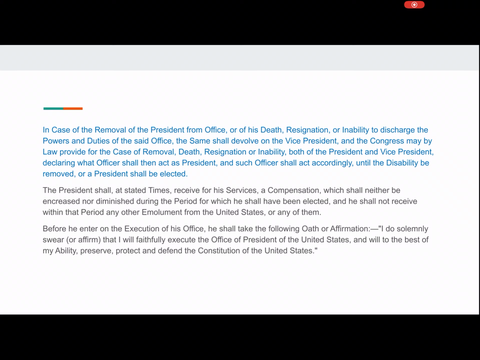So the last paragraph here is the oath he has to swear about protecting the Constitution of the United States. The middle paragraph is just talking about how he's going to get paid, but he can't give himself a pay raise in the middle of it, and he should not be receiving money from the United States or any other states or anything else, in case he gets bribed.